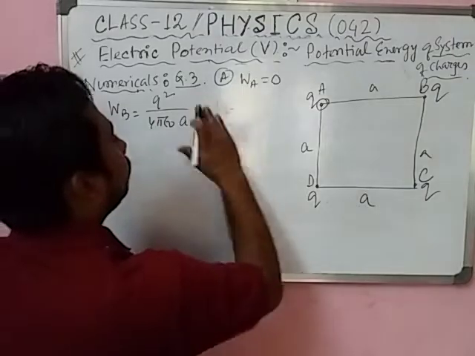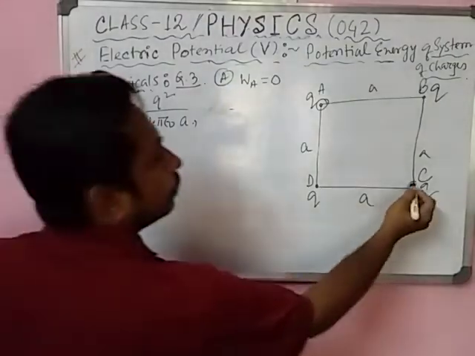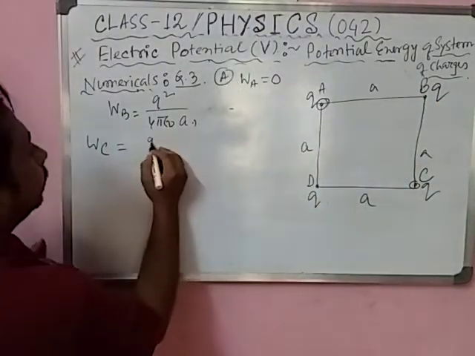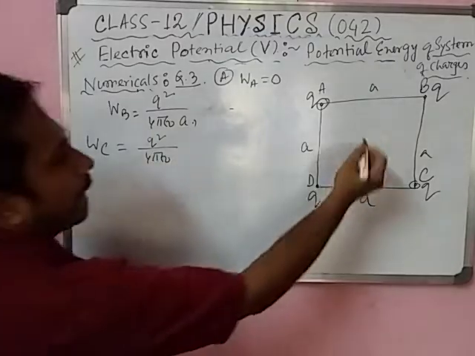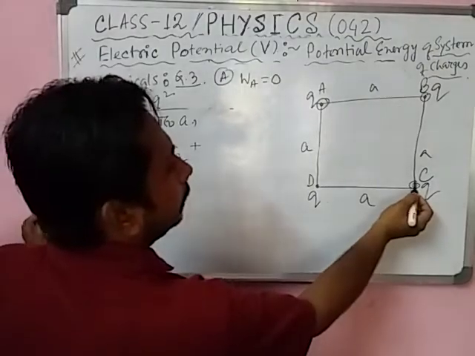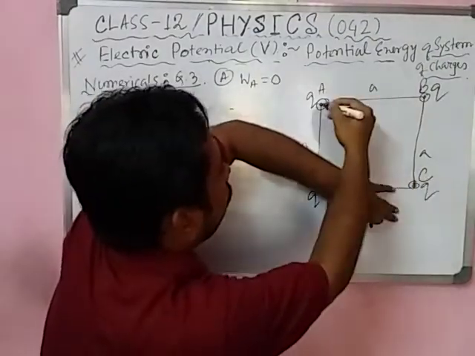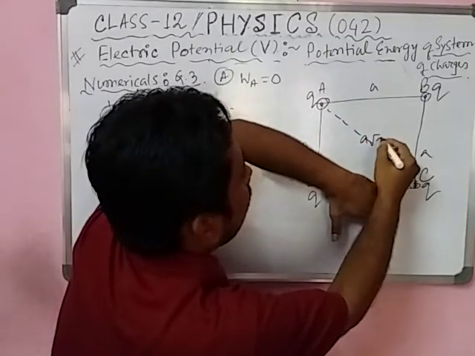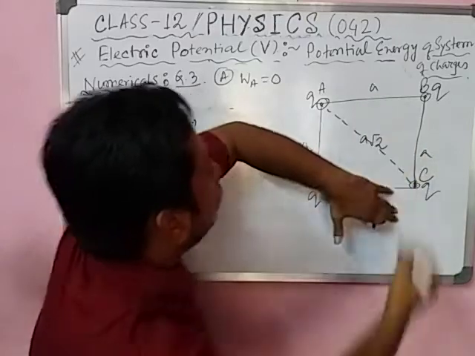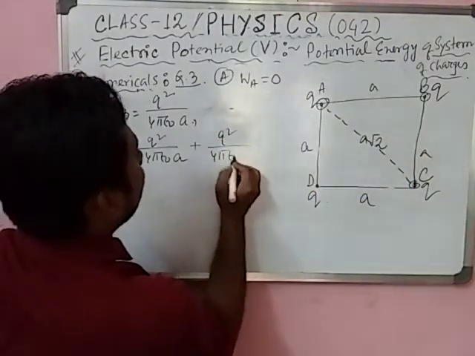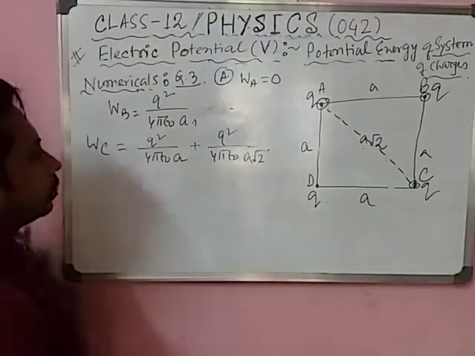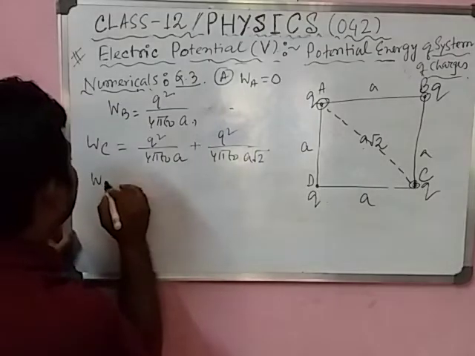Then for WC, for point C, how many charges are there? From B to C, Q square by 4 pi epsilon naught and the distance from B to C is A, so write A, plus the charge at A. Think there is no D, so only C, the distance is A root 2, the diagonal of a square. So Q square by 4 pi epsilon naught and the distance A root 2, no square because it is a single distance.